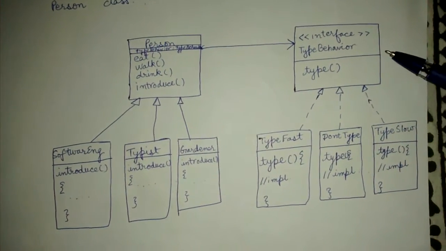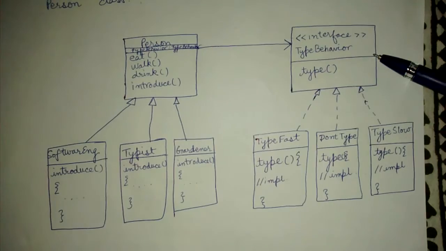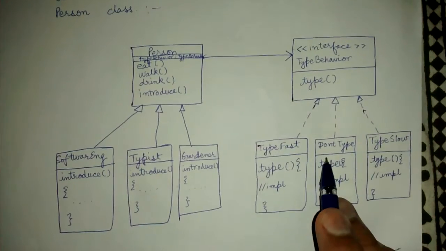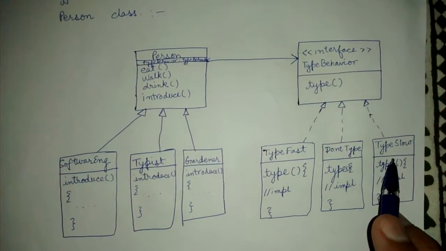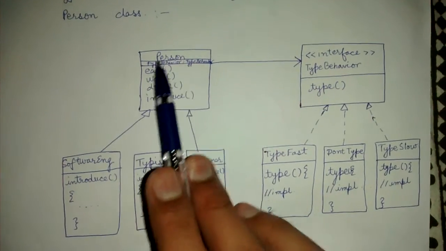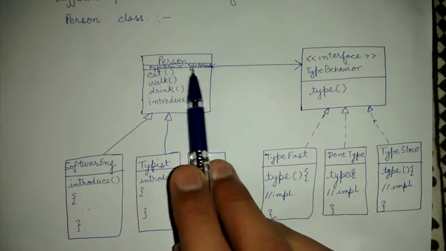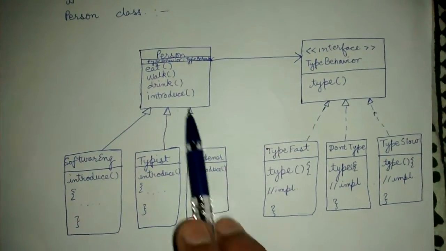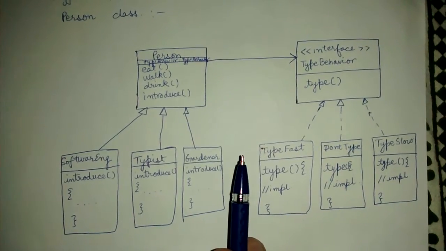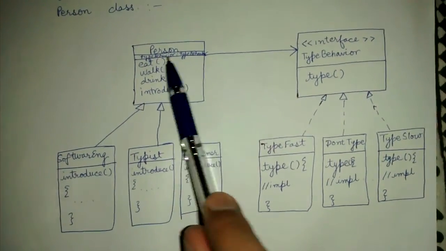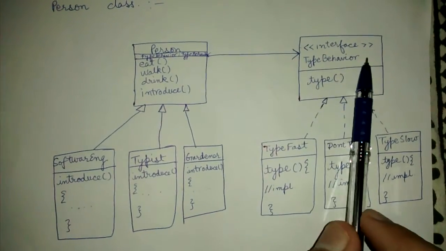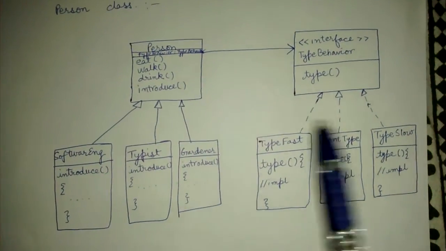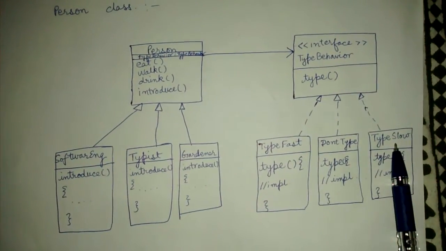and this type behavior interface is being implemented by three classes called type fast, don't type, and type slow. And because the person class is equipped with a type behavior reference, these three classes also inherit this type behavior reference. But since this reference is an interface reference, it can point to any of its child classes. So this type behavior can be type fast, don't type, or type slow.